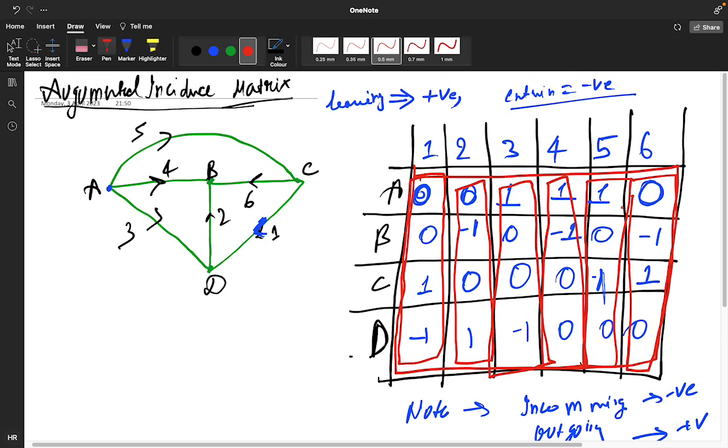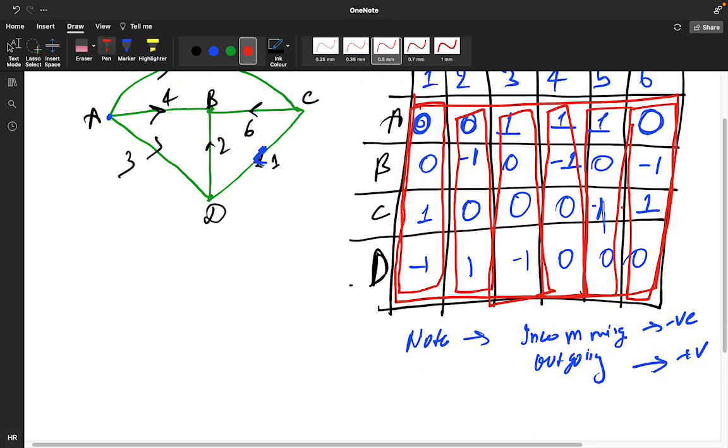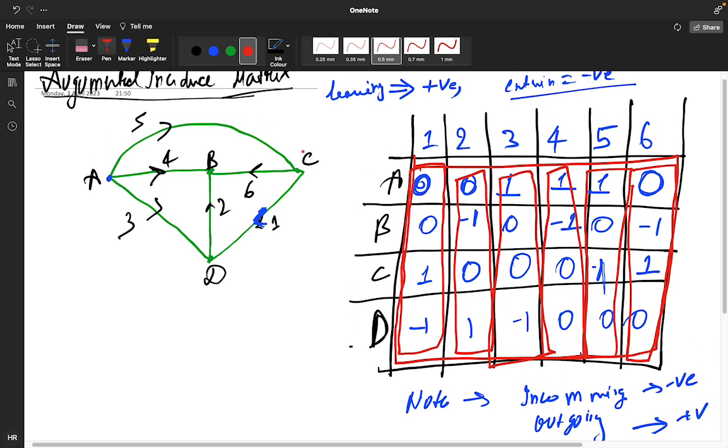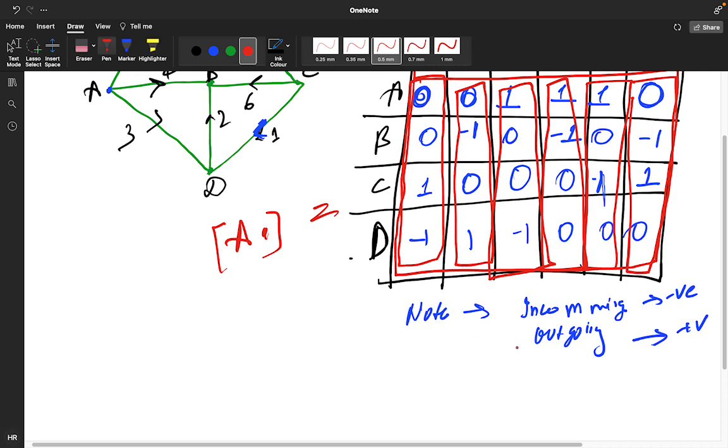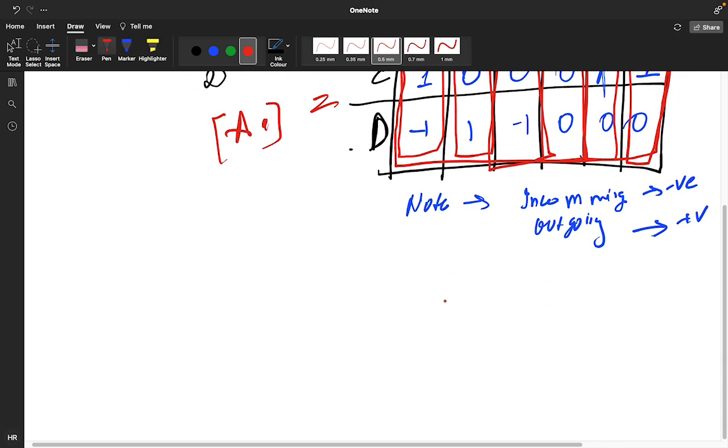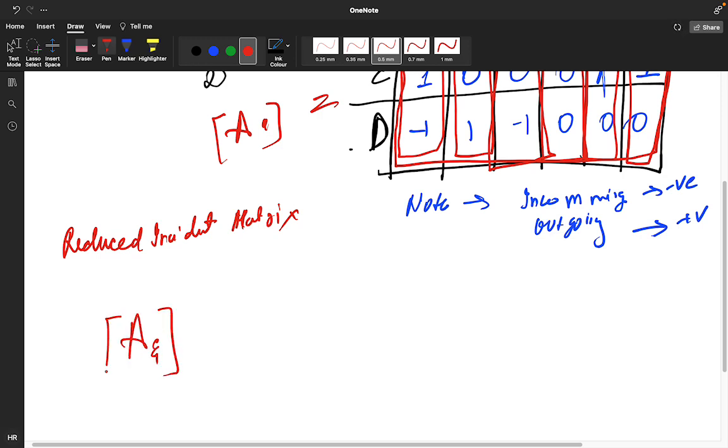So this is your incidence matrix. The incidence matrix is denoted by A. Now there is one more, the reduced incidence matrix. You can ignore any one node. If you ignore one, it is called the reduced incidence matrix, and it can be denoted by A reduced.